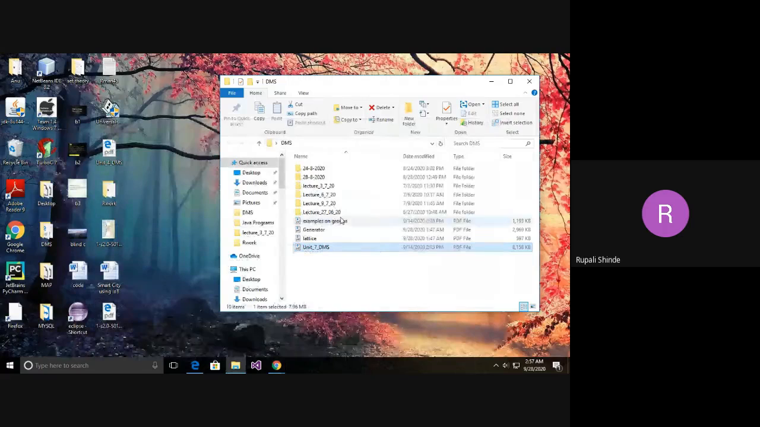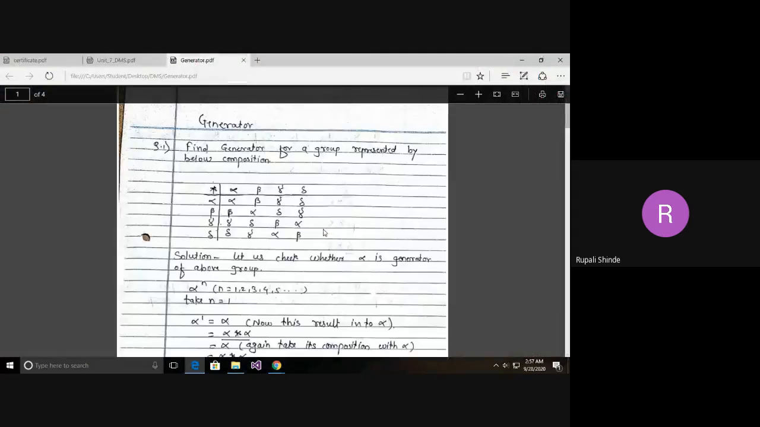So here we have seen how to find the generator of that group. For that purpose, we have seen one example. Here I am going to repeat that example. I have solved it in a different manner, so you will get an idea.